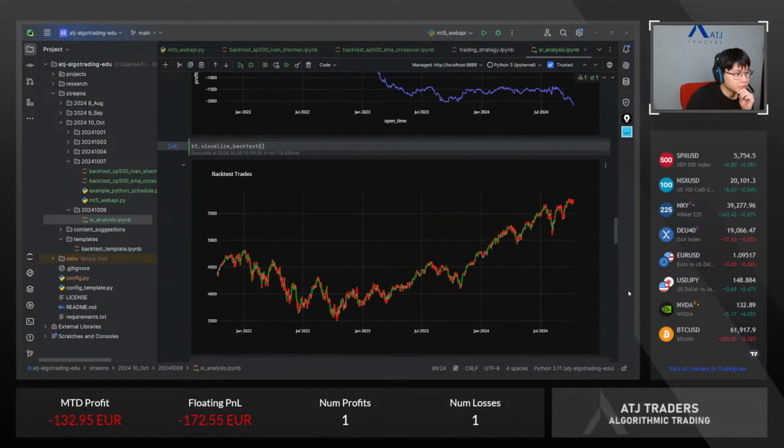Okay, so we're back here. So what do we see here? We see that the green dots are profits, the red dots are losses.